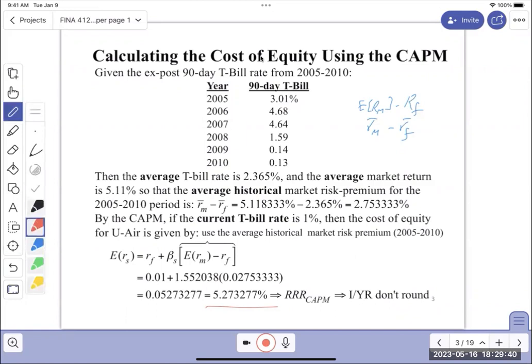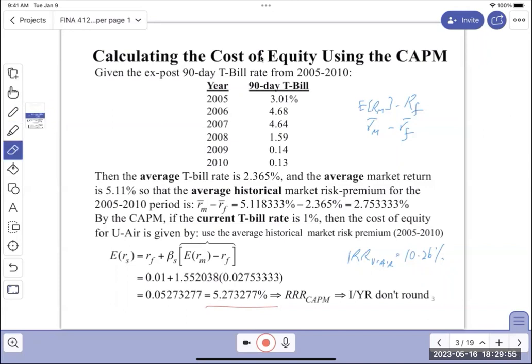because remembering that the IRR of UAIR was equal to 10.26%. Or I will call it the IRR of the Bahamas project. I think I call it sometimes Bahamas, sometimes UAIR. But definitely this is better than 5%. Any questions?